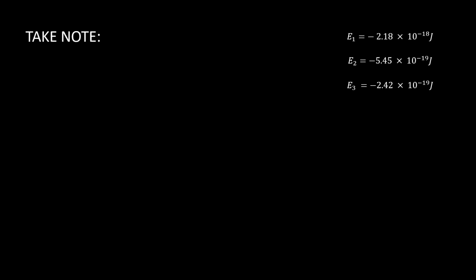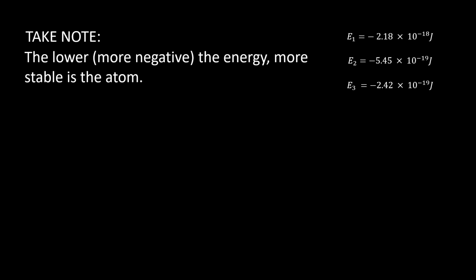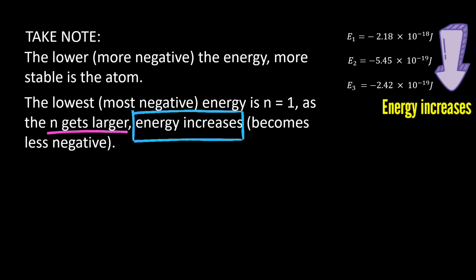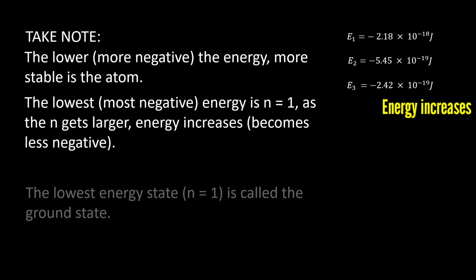From the calculations, there are a few things that you need to take note of. The first one is the lower or more negative the energy of the electron, the more stable the atom is. From the calculation, the lowest or most negative energy corresponds to the energy of the electron at energy level n equals 1. And as the n or energy level gets larger, the energy increases or becomes less negative.